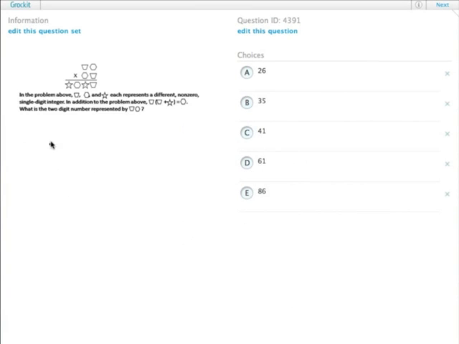Goodness gracious, what a nightmare. On this one, it's much easier, certainly for me to write it out, and probably for you to do your own work if you convert these symbols into actual variables. So if we make this guy equal x, the hexagon equals y, and the star equals z, then we can rewrite these guys.